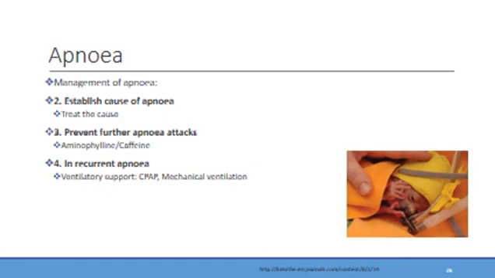Then you need to prevent further apnea attacks, and especially in preterm babies, it's important to make sure that they are receiving aminophylline, which is our intravenous medication, or then oral caffeine to stimulate their breathing and strengthen the diaphragmatic movement. In recurrent apnea, the babies might need ventilatory support. CPAP can be helpful, especially in obstructive apnea, or if it then occurs recurrently, the baby might need mechanical ventilation.